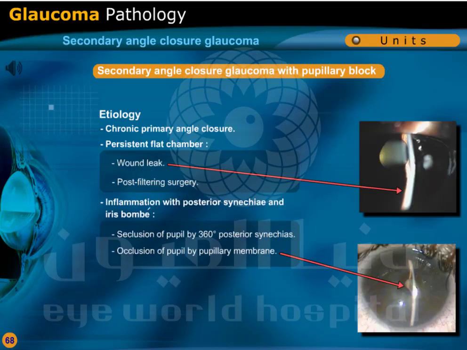Secondary angle closure glaucoma. Secondary angle closure glaucoma with pupillary block. Chronic angle closure is caused by persistent flat chamber, as in wound leak or post-filtering surgery. Inflammation with posterior synechiae and iris bombé. Seclusion of pupil by 360 degrees posterior synechiae. Occlusion of pupil by pupillary membrane.